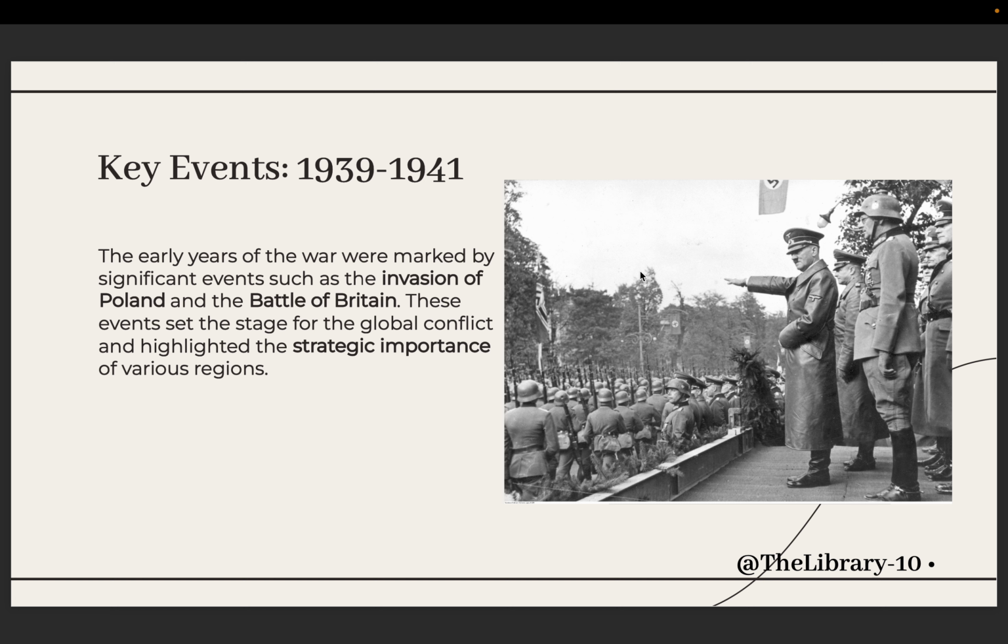So let's look into the key events. The war began with Germany's invasion of Poland in 1939, which led Britain and France to declare war. The Battle of Britain in 1940 demonstrated the resilience of the Allies and set the stage for prolonged conflict. These early events were crucial in defining the war's trajectory.